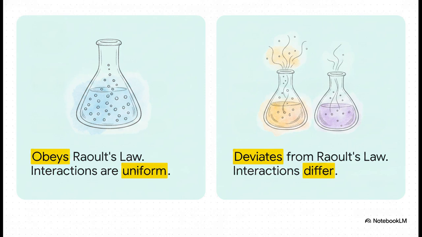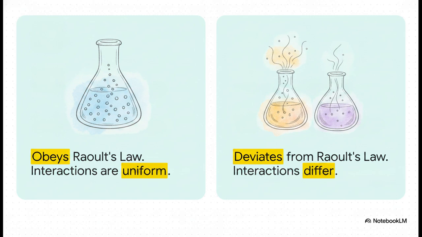But, as we know, the real world doesn't always play perfectly by the rules. Most real-world mixtures form non-ideal solutions. When molecules of liquid A and liquid B interact differently with each other than they do with their own kind, they deviate from Raoult's law. If their new interaction is weaker, vapor escapes way easier. We call that a positive deviation. If the new interaction is stronger, vapor gets trapped.